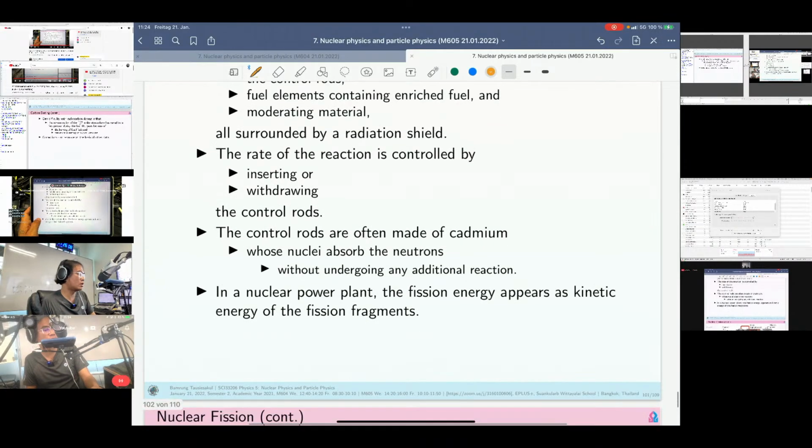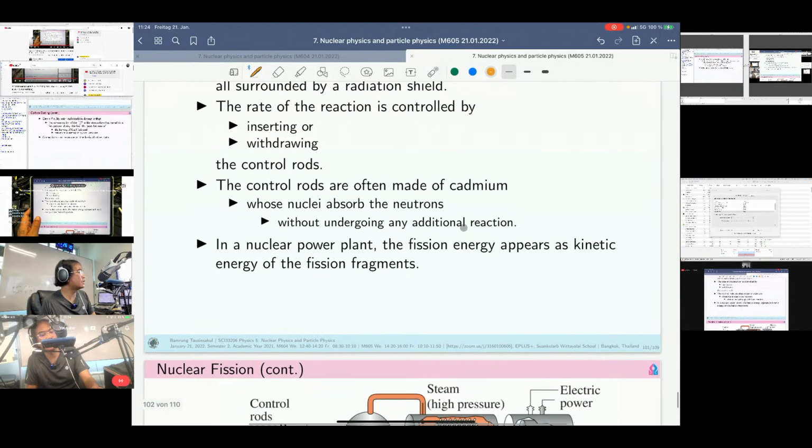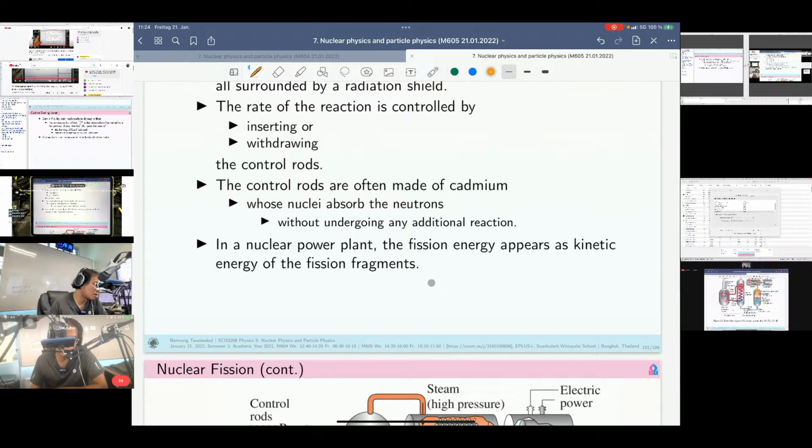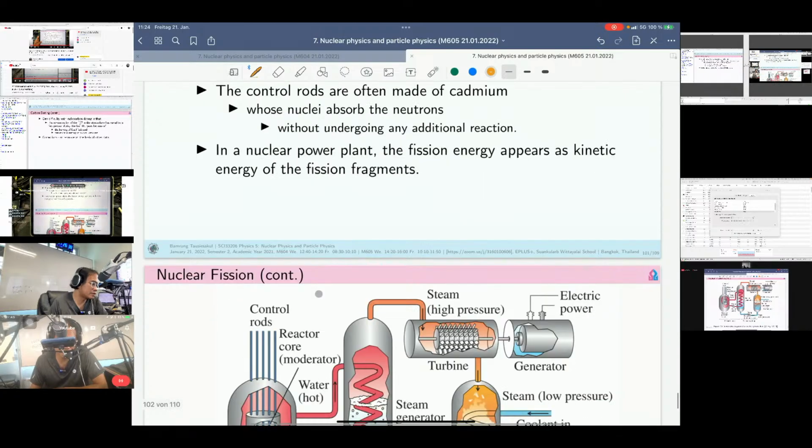In a nuclear power plant, the fission energy appears as kinetic energy of the fission fragments. That's the main source of energy we use in nuclear power plants. We have to thank the physicists and the scientists who created these things. Okay, let's get into the nuclear power plant in detail.